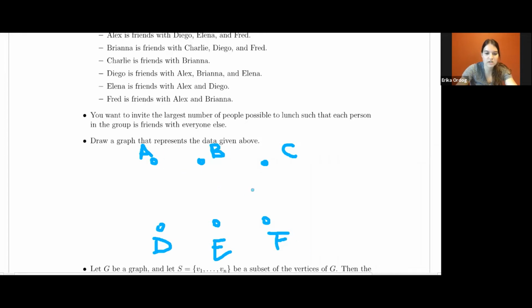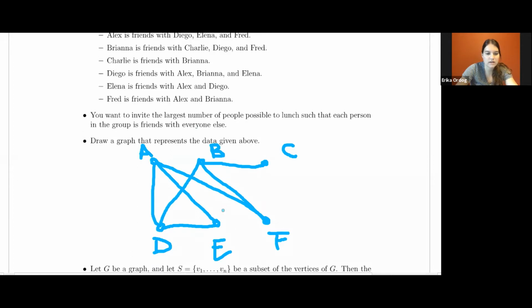Okay, and we'll draw an edge between two vertices if they're friends with each other on Facebook. Alex is friends with Diego, Elena, and Fred. Brianna is friends with Charlie, Diego, and Fred. Charlie is friends with Brianna. Diego is friends with Alex, Brianna, and Elena. Elena is friends with Alex and Diego, and Fred is friends with Alex and Brianna. Okay, so this is our graph.